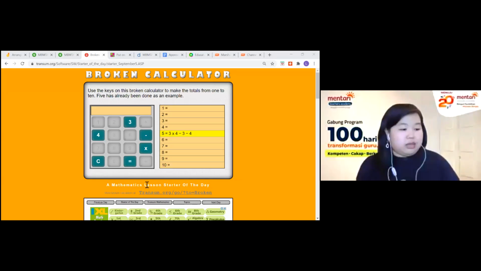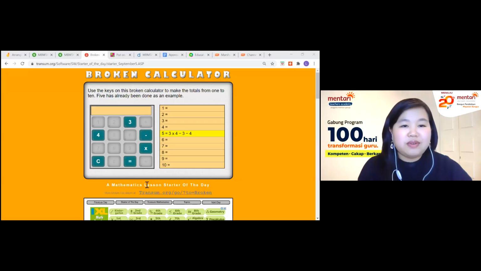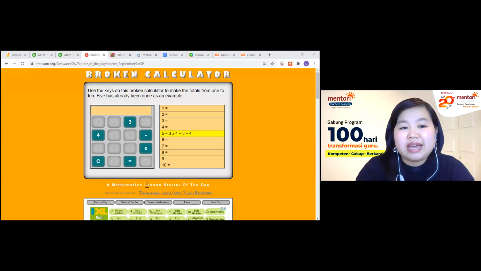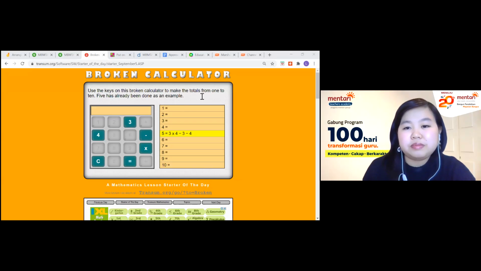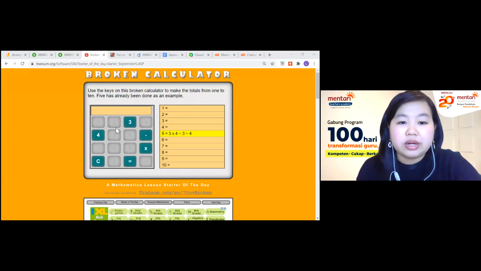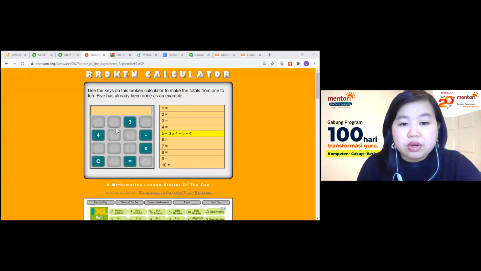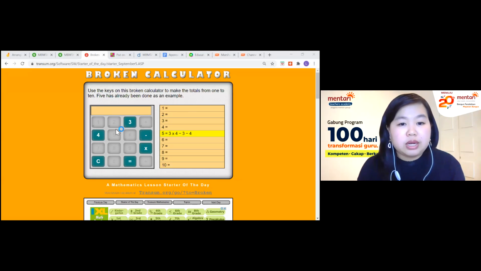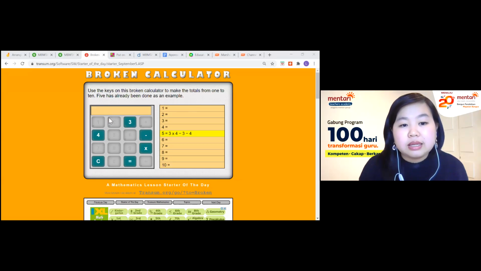Okay, so the instruction is kind of self-directed because it already has the instruction here. Basically, this is a calculator, right? A digital one. And you see that some of the buttons are colored gray and some are colored green. So the green buttons are the ones that work. Meanwhile, the gray buttons are the buttons that are broken.